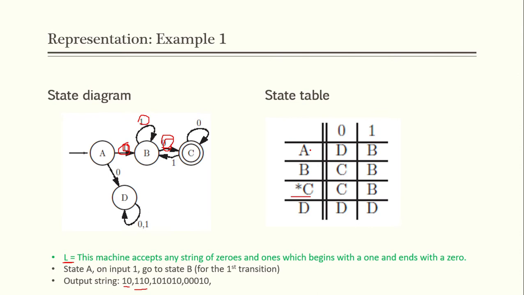So how to read it? From A, on input 0, it goes to D. So here, A on input 0 goes to D. A on input 1 goes to B. So at this transition, A on input 1 goes to B. That is how you convert a state diagram to a state table. In the same way, you can convert a state table into a state diagram as well.